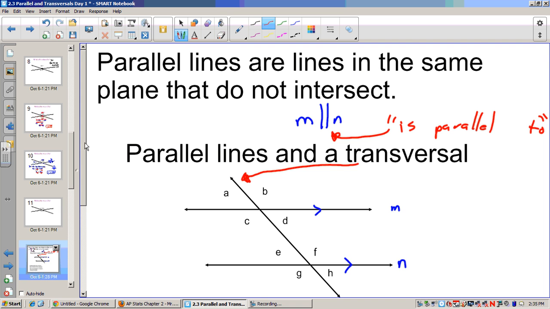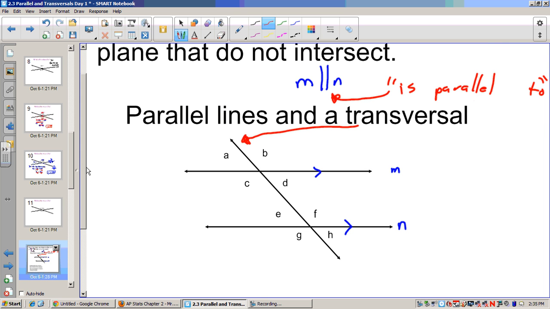Now, it's going to create 8 angles. Now look at these 8 angles. We learned A and D are vertical, A and B are linear pair. So we know that there's a lot of linear pairs and vertical angles here. Now there's other relationships that we should look for also.